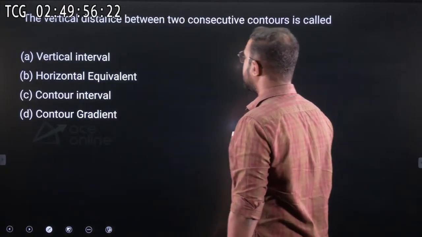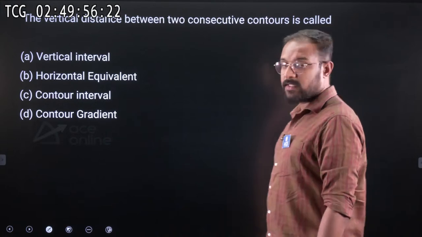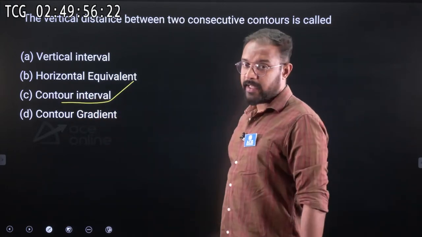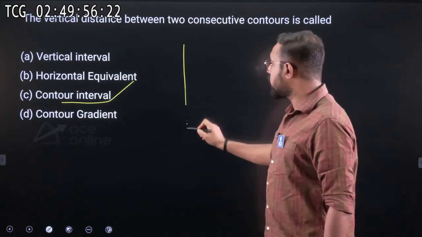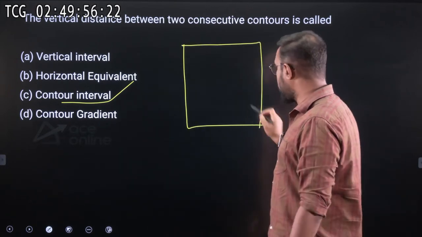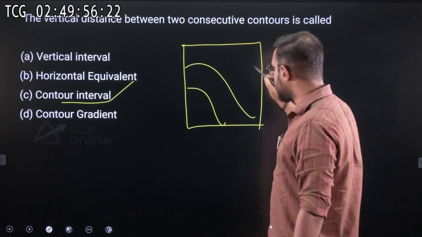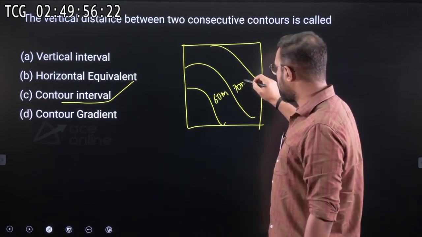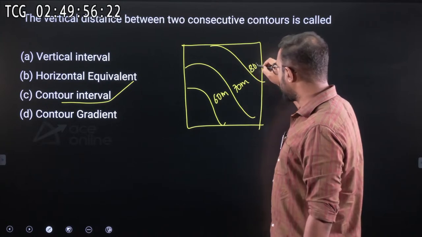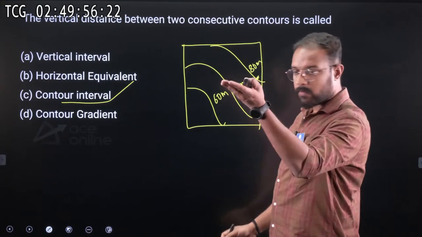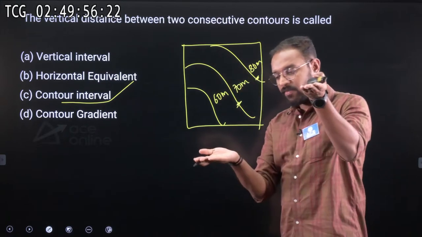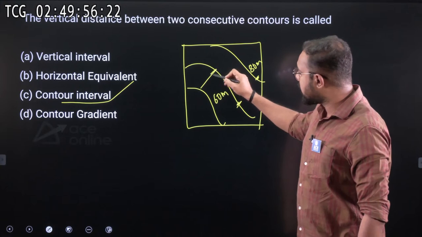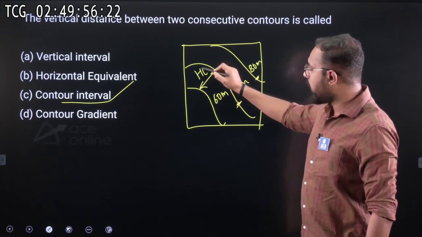Next up, the vertical distance between two consecutive contours. What is the vertical distance between two consecutive contours? Contour interval. Be very careful. Contour interval is not the spacing between two contour lines. If you are having contours like this, this is 60 meter contour, 70 meter contour, and say 80 meter contour. So, this is 80 meters from the datum, this is 70 meters from the datum. What is the difference in elevation? Contour interval. The horizontal distance that you see, that is horizontal equivalent.